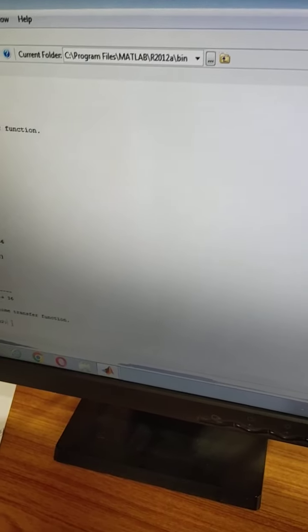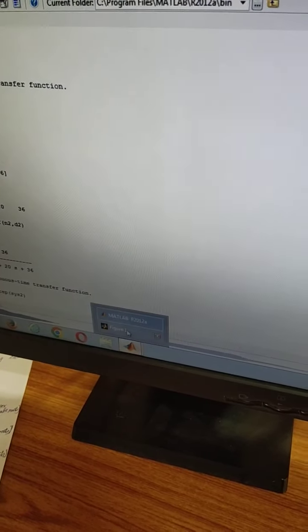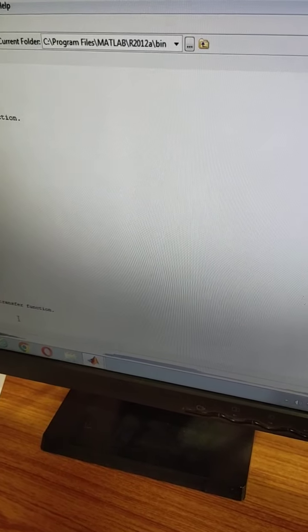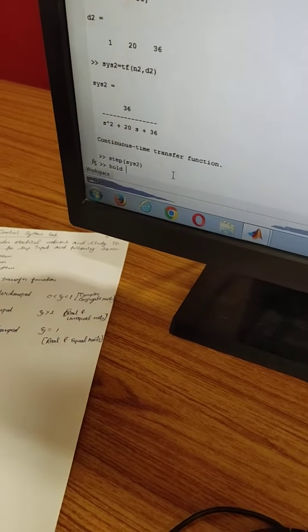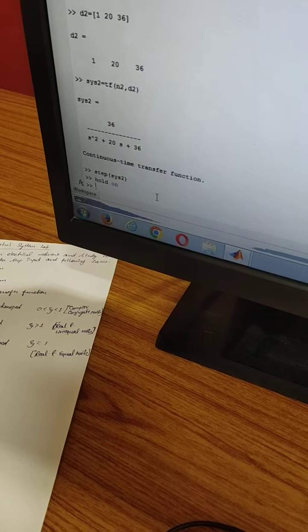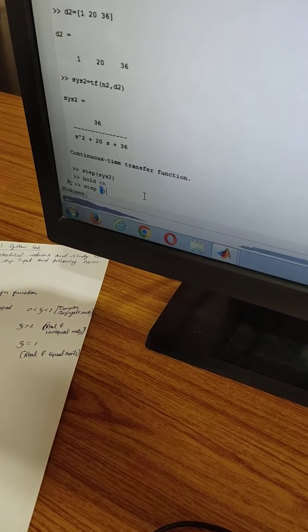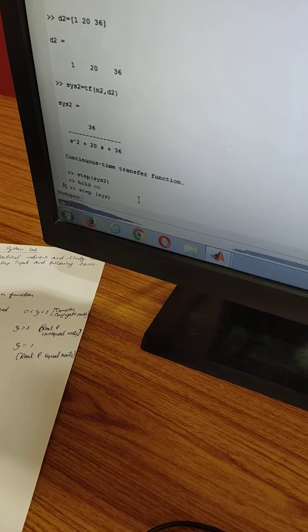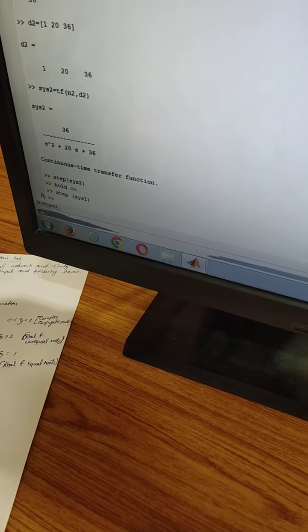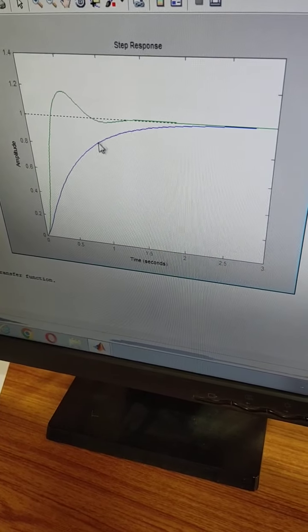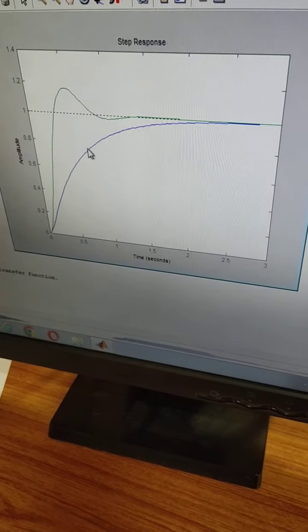Okay, we have to write the hold on command, otherwise this is the step response for overdamped case only. If we want to plot both of these two figures in the same graph, then we have to write the hold on command, then step response of system 1 and system 2. Now we will get both the figures in the same plot. This is the underdamped, this is for overdamped.